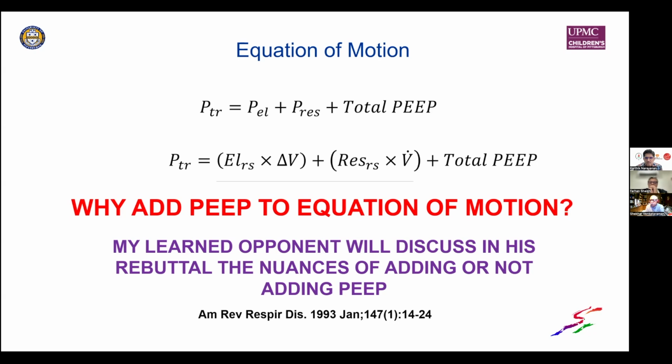Why add PEEP to the equation of motion? My learned opponent will discuss this in his rebuttal about the nuances of adding or not adding PEEP. I will not go further on it unless there is a question posed to me.